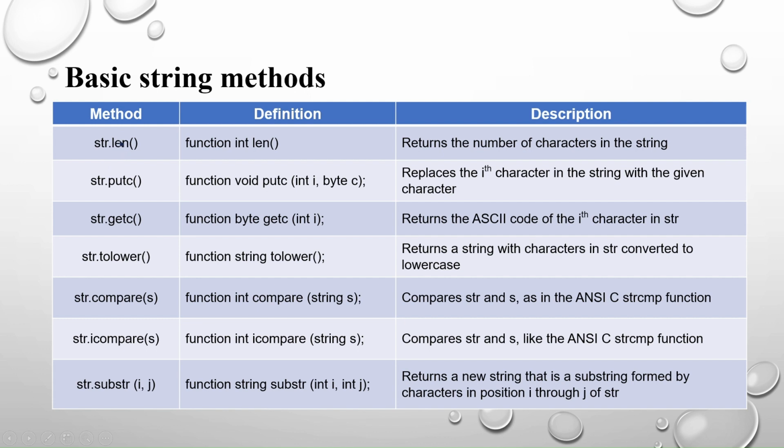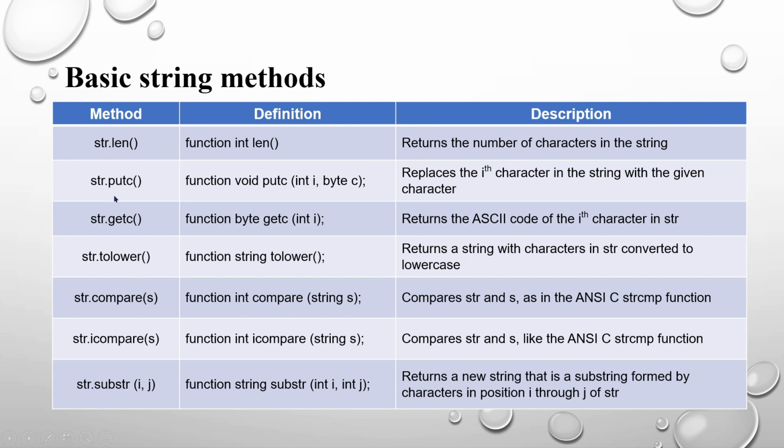Similar to arrays, where we have the size method, dot size returns the size of the array. Similarly, in string we have string.len. It will return the number of characters in the string. Basically we use this to find the length of the string.